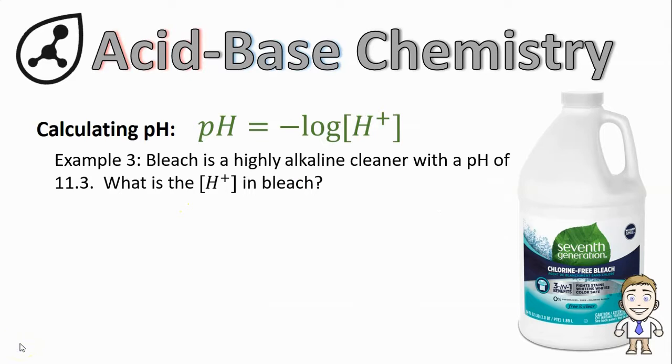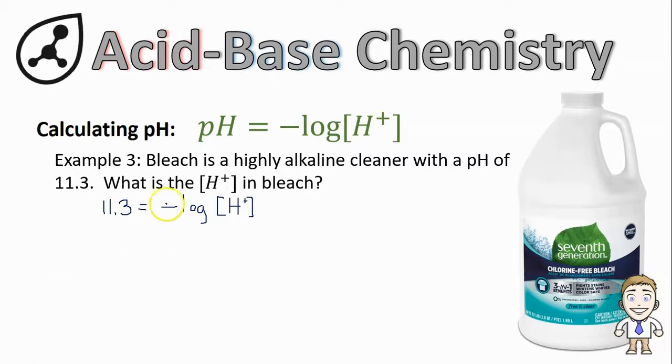Our third and final example talks about bleach, a highly alkaline cleaner with a pH of 11.3. This problem instead gives me the pH already and asks me to solve for the H+ concentration. So let's start by plugging in what I know. This time I already know that the pH is 11.3, so 11.3 gets plugged in on the left for the pH value. Now on the right is the negative log of the H+, and I'm going to leave H+ as the symbol H+, since that's the value I'm going to be solving for.